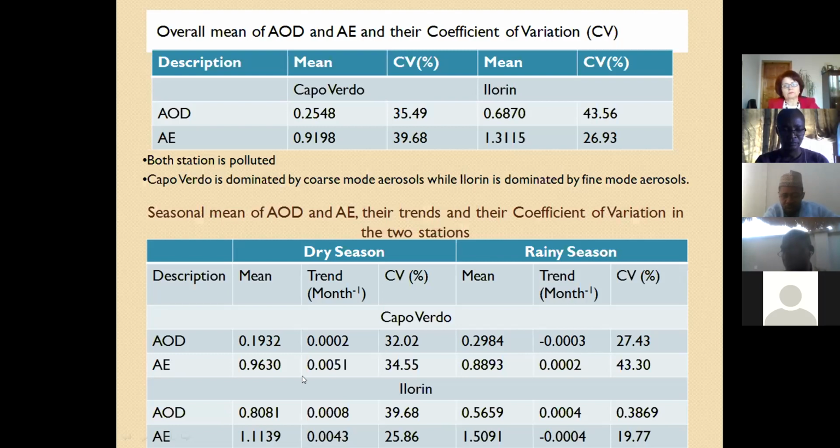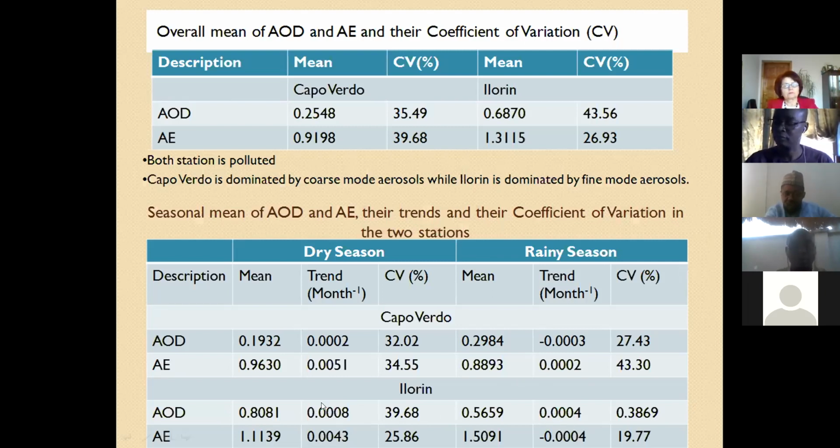So for e-learning, both the AE and AOD. During the dry season, we have 0.8, which is a serious issue, and during the rainy season, 0.5. The difference is not much, so it's polluted in both seasons. The average Angstrom exponent is above 1, which means e-learning is dominated by anthropogenic aerosols. This is just another confirmation. The trend here also shows that it is increasing.